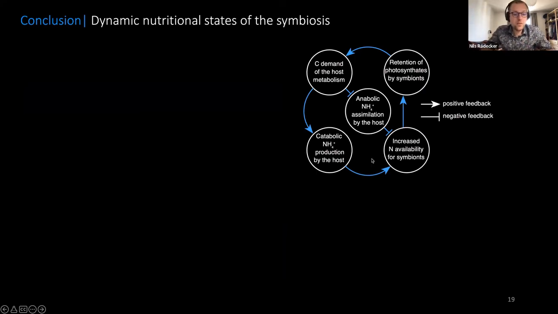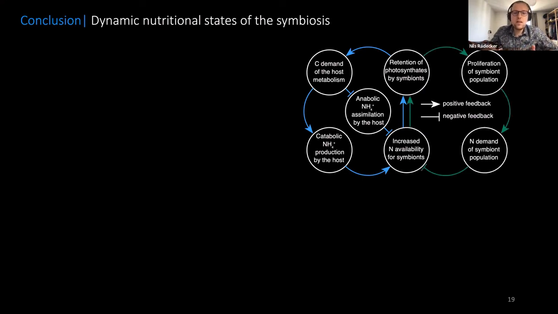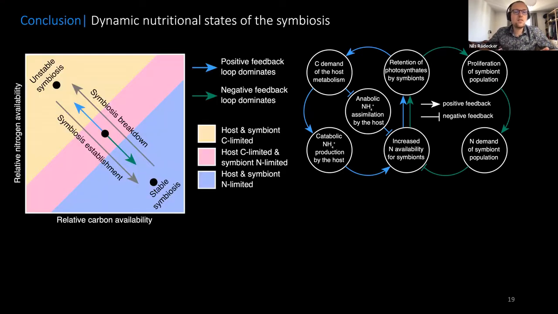However, for the symbiosis to ever be stable, we can't have just one feedback loop, so we need to also stabilize it by an opposing feedback loop. And this is what we see in our data as well, because we have this pronounced proliferation of algal symbionts. And we can now assume that the more these algae proliferate, eventually there's more and more algae competing for the same amount of nitrogen again. And so there is a potential for this feedback loop to counterbalance the other feedback loop. And it's the competition of these two opposing feedback loops that determines the trajectory of the symbiosis in the end.